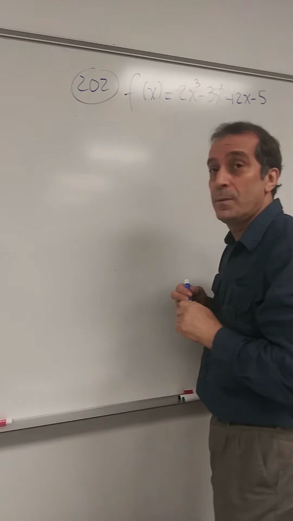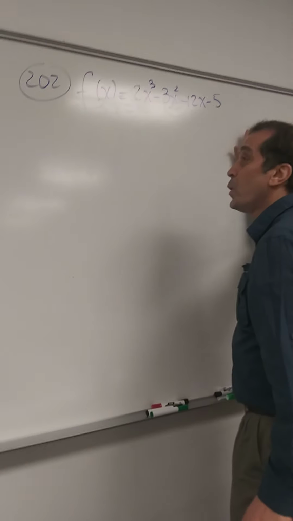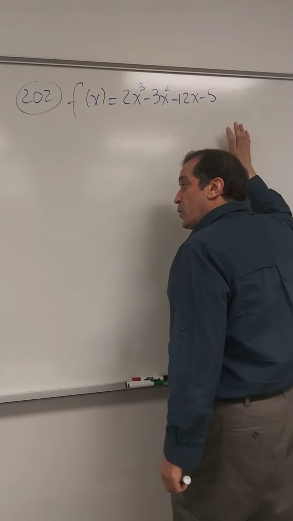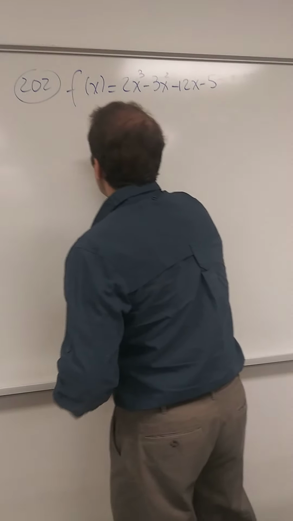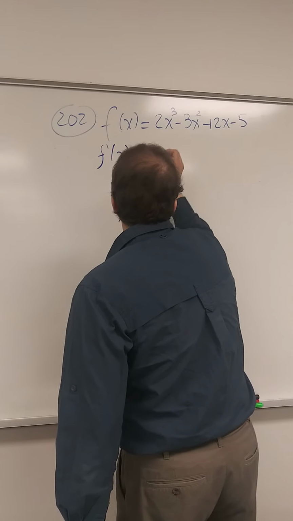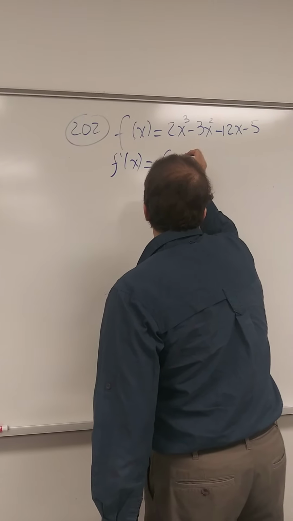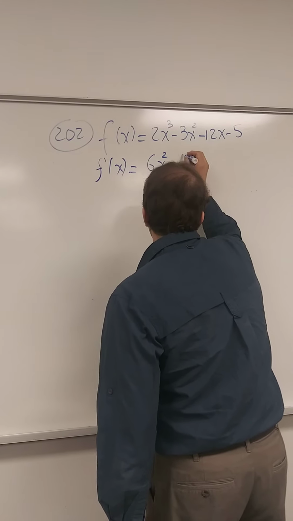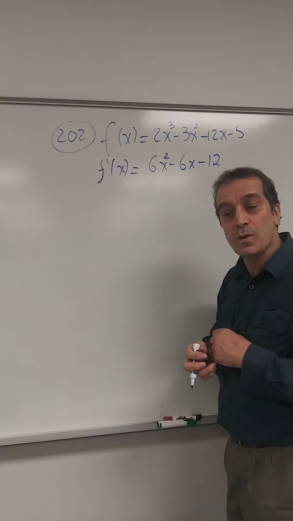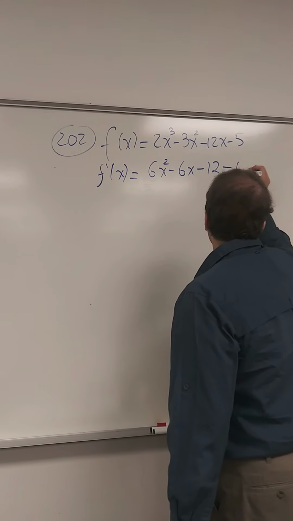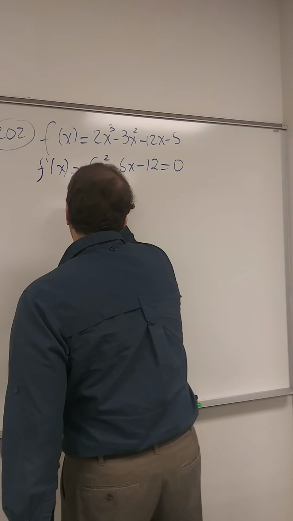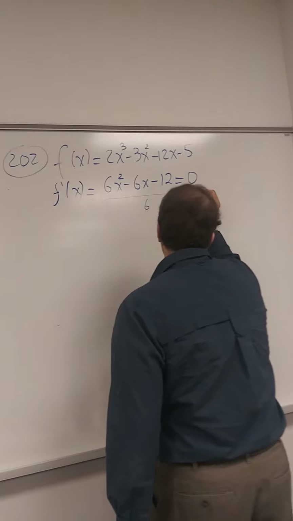Let's do another example. This function here. We're looking to see what the min and max are for this function, if any. So, first thing, find the derivative. f prime of x equals 6x squared minus 2 times 3, which is 6x, minus 12. And what do we do with this derivative? We set it equal to 0. Each one of these numbers is divisible by 6. So let's divide the entire equation by 6.